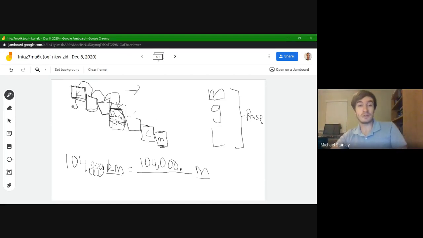Any other questions about doing these conversions, going from one size measurement to a different one? All right, I'm going to do one more with you guys here, just so that we can see the full extent of our examples.